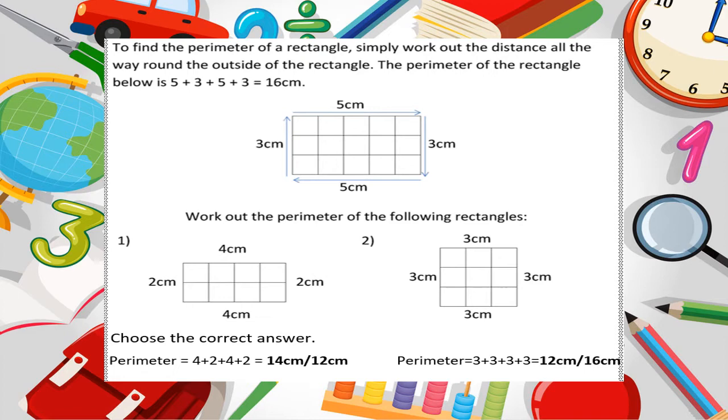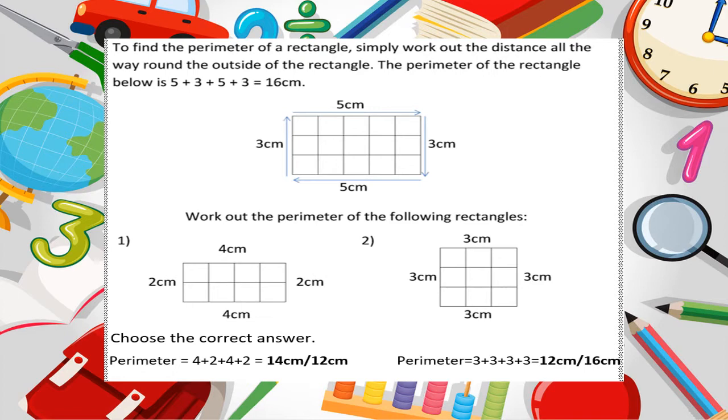Now you can see the shape is there and the lengths are written, and like this you have to work out and find the perimeter of the following rectangles. 4 centimeter, 2 centimeter, 4 centimeter and 2 centimeter. Now all the lengths are there, like 4 plus 2 plus 4 plus 2 is equal to 14 centimeter or 12 centimeter.